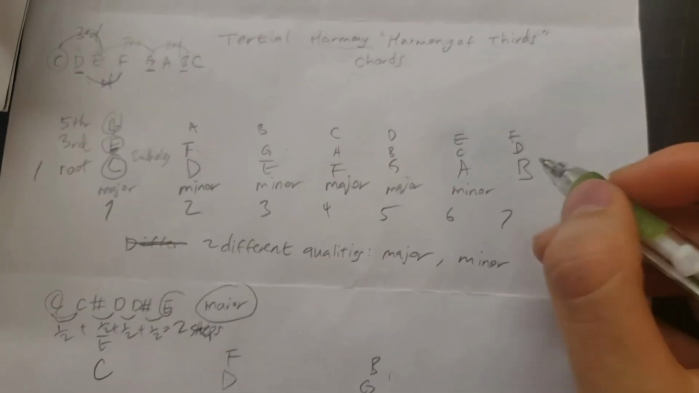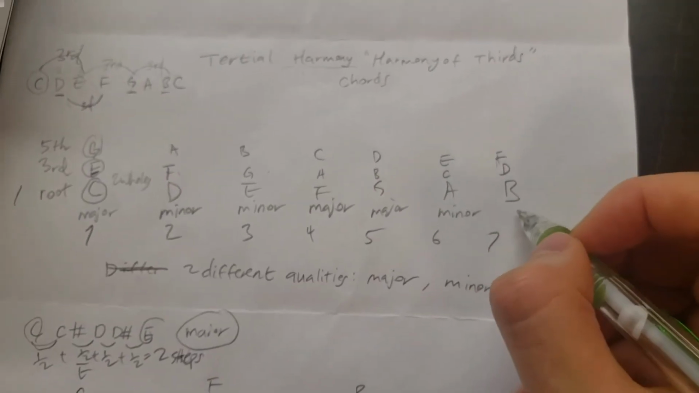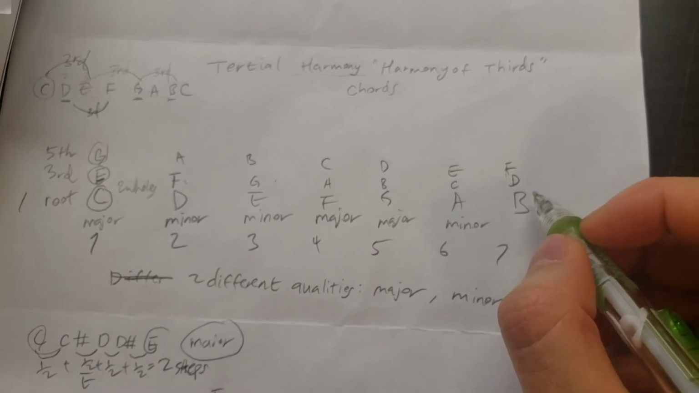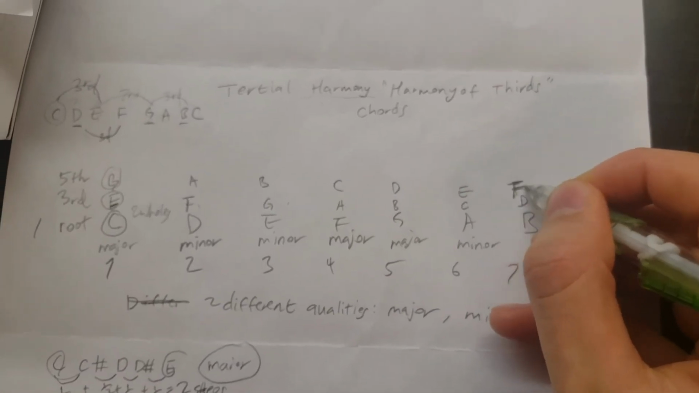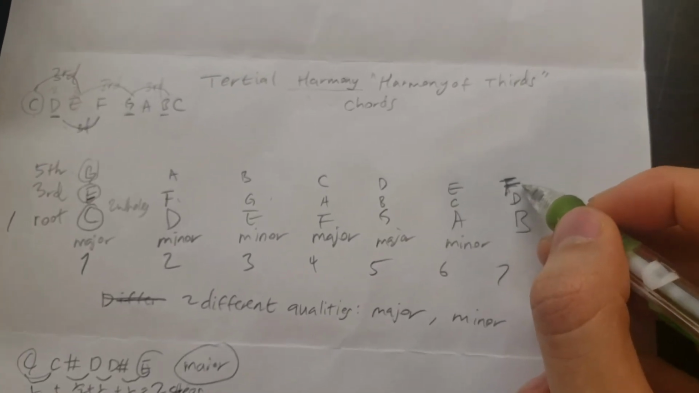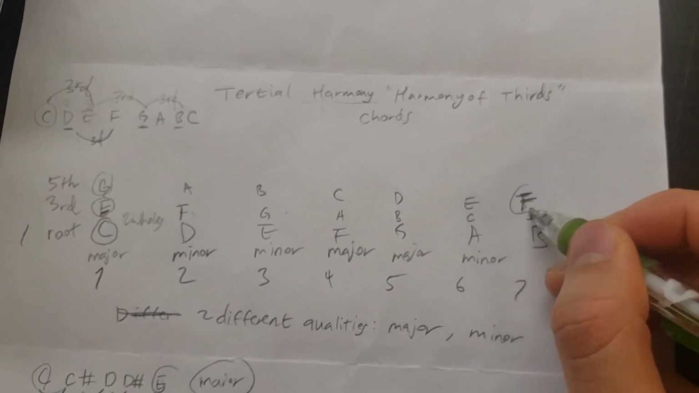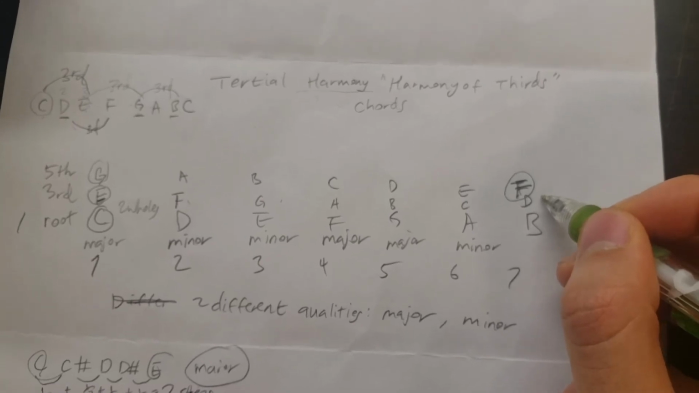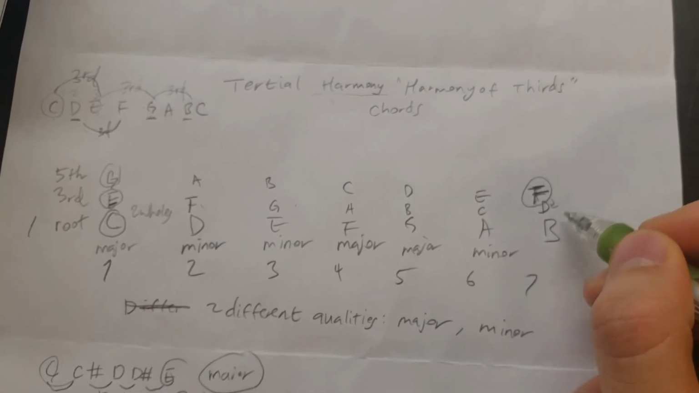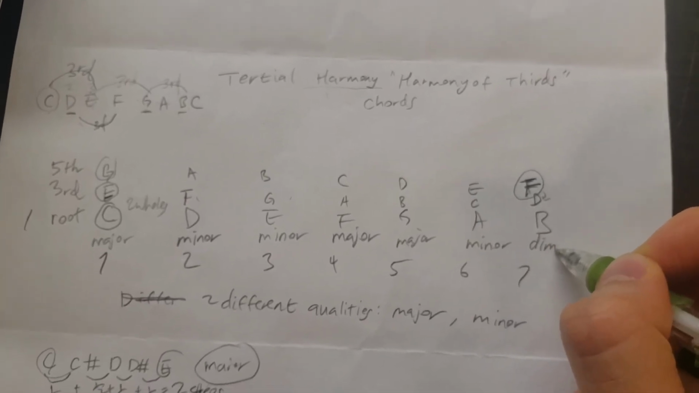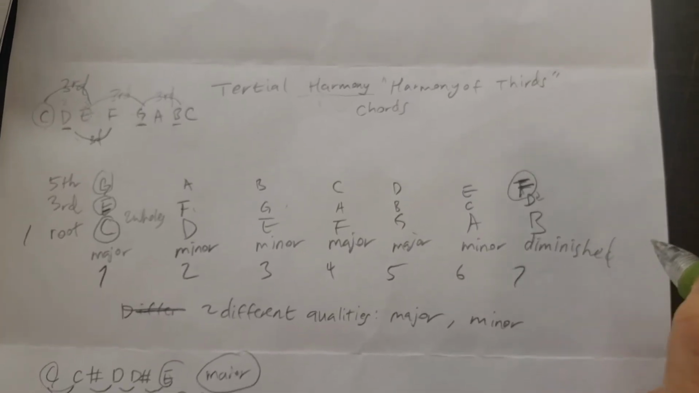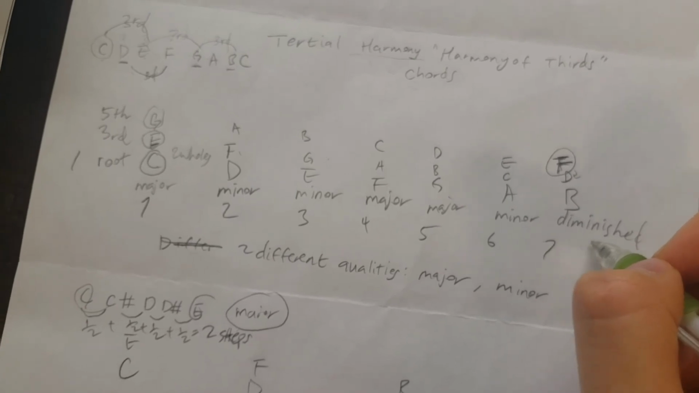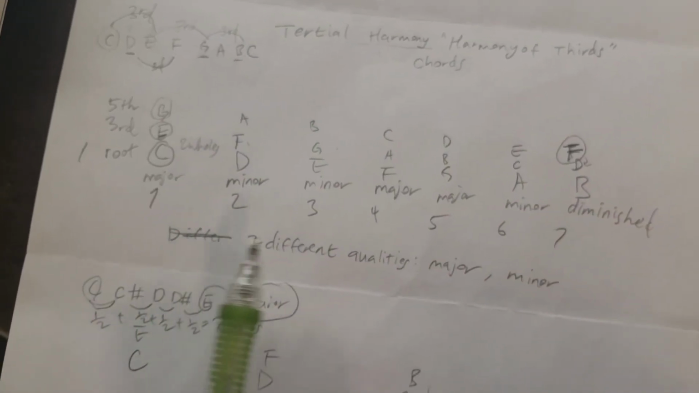B to D is a minor third. But if you notice, D to F is also a minor third. So if our fifth is also a minor third away from the third, this makes it a diminished. Now I'll explain further about diminished in another video. But don't worry about the diminished yet. Let's just worry about minor and major.